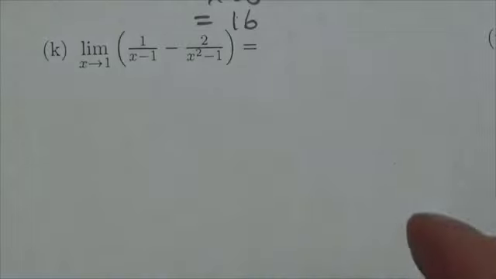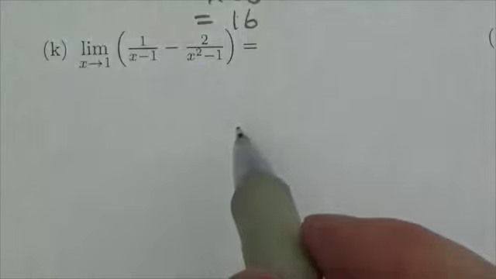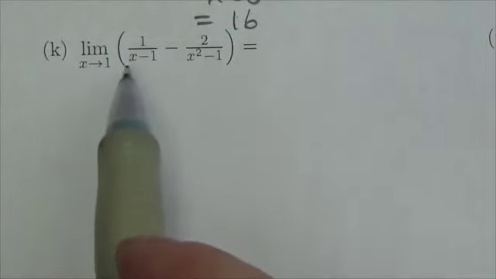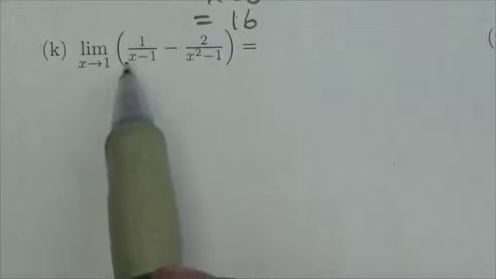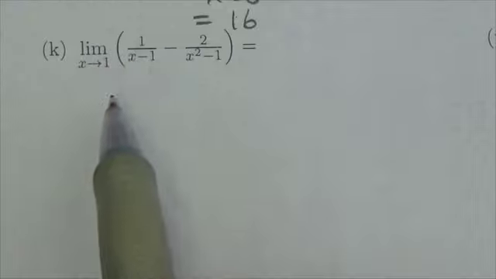Okay, hi everybody. We're working through the Math 31 limits review. This is question 1K. We just have to evaluate the limit here. If I plug the 1 in, I'm going to get 1 over 1 minus 1. Well, that's undefined. As I'm approaching 1 here, this is actually going to go to infinity.